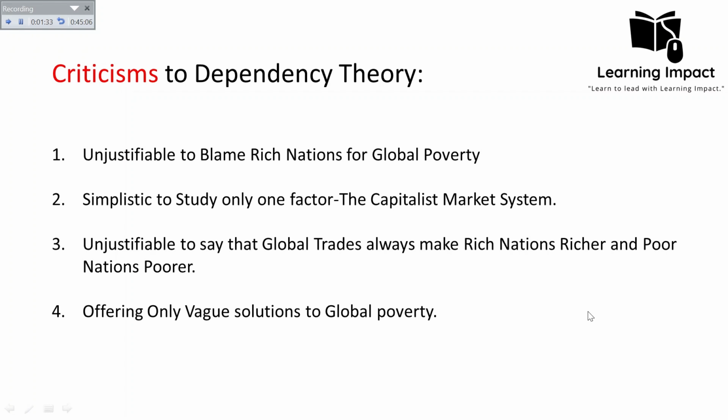Okay, and also the dependency theory offers only a vague solution to global poverty. For example, if we go by the logic of the dependency theory, it is the exploitative link which keeps them suppressed. If we go by this logic, it means the poor nation has to cut off all relations with the rich nations. That is not possible. So what is the solution to global poverty? The dependency theory doesn't give any clear solution to how to deal with global poverty.